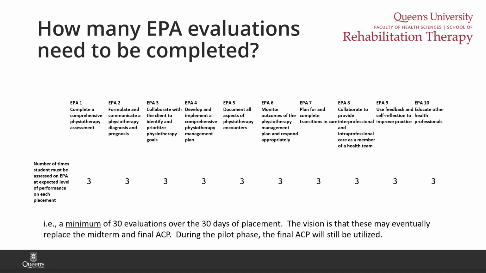So how many of these EPAs need to be completed? As I mentioned, they're quick and small assessments, but we want them completed throughout the placement. There are 10 EPAs, and we hope that each EPA will be evaluated at least 3 times at the expected level of performance. That means that over a 30-day or a 35-day placement, there would be about 5 of those a week being completed.